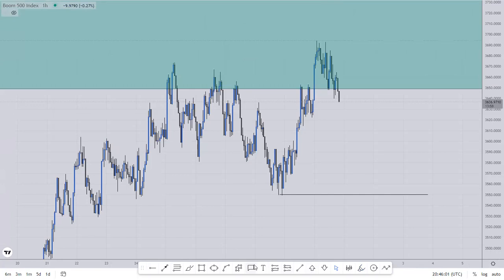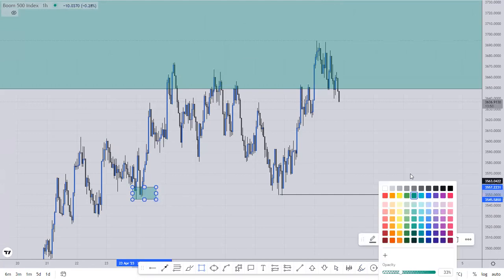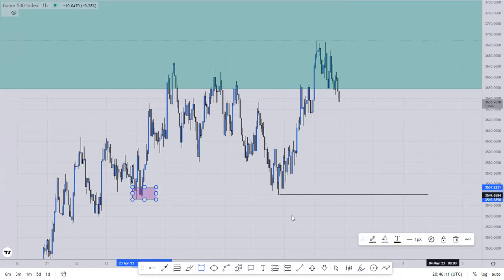Okay, let me just label the higher low. The higher low, according to what we saw on the 4 hour, was this one. So it had to break this one, which it didn't break, right? So this was the higher low. Where was the higher high?